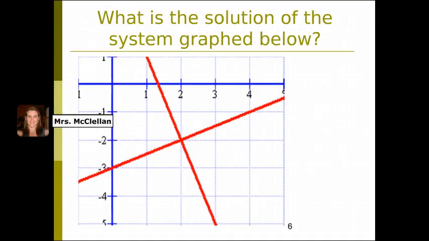Okay, so just by looking at this graph and the two lines on the coordinate plane, what is the solution to the system of equations shown below? Well, as you remember, the solution to a system of equations is where the two lines intersect. So they're intersecting at (2, -2). So that is the solution to that system of equations.